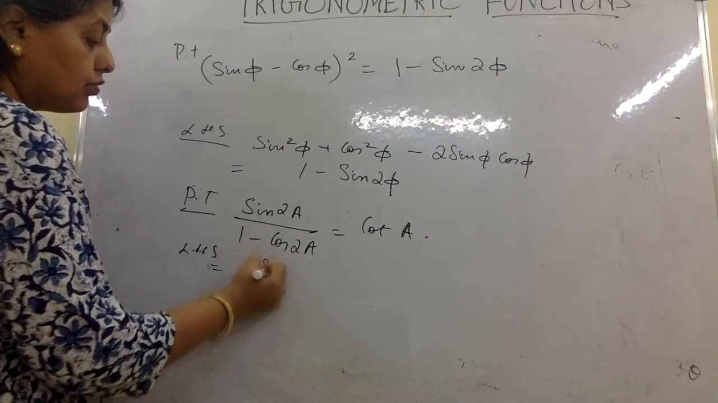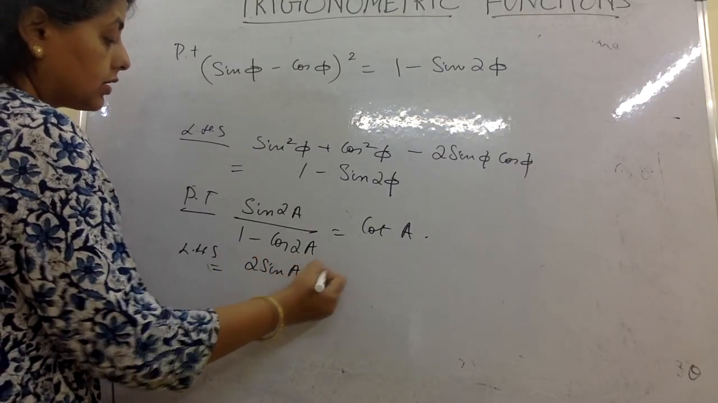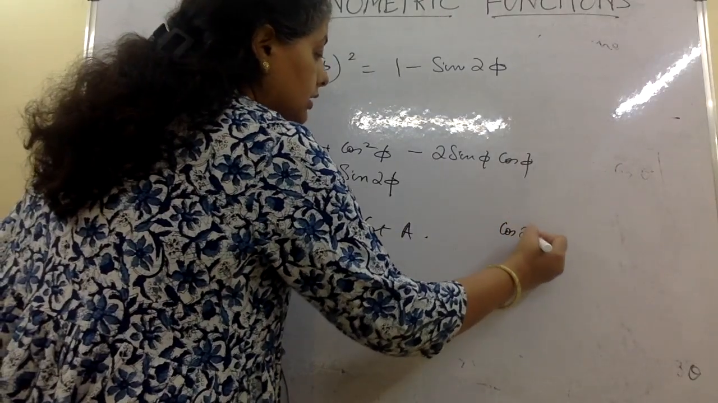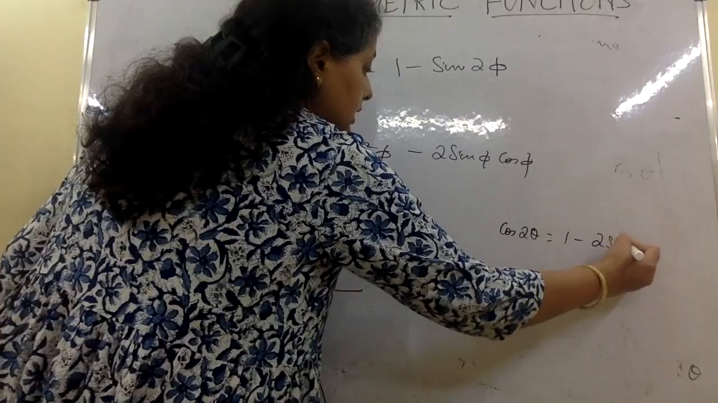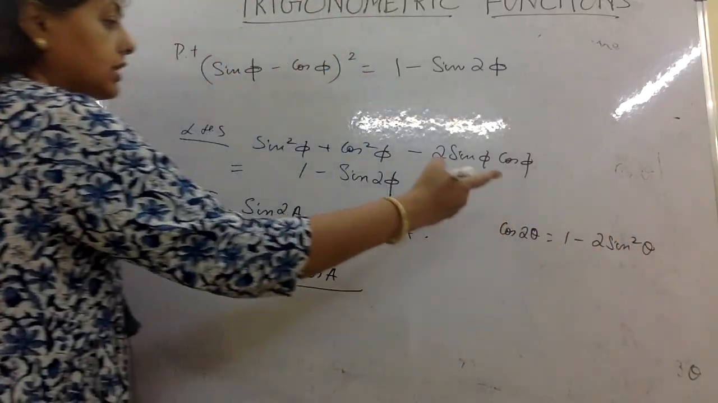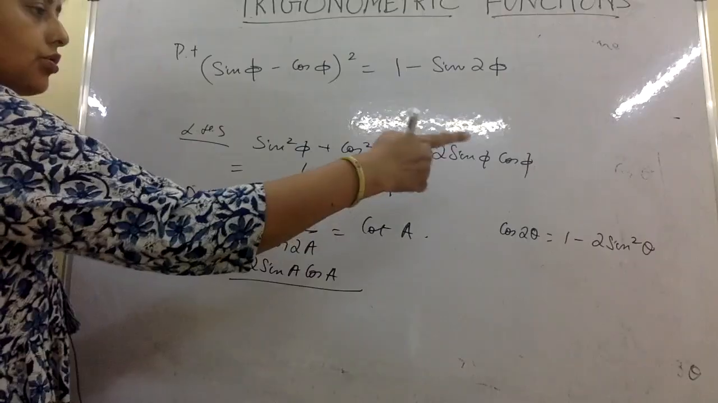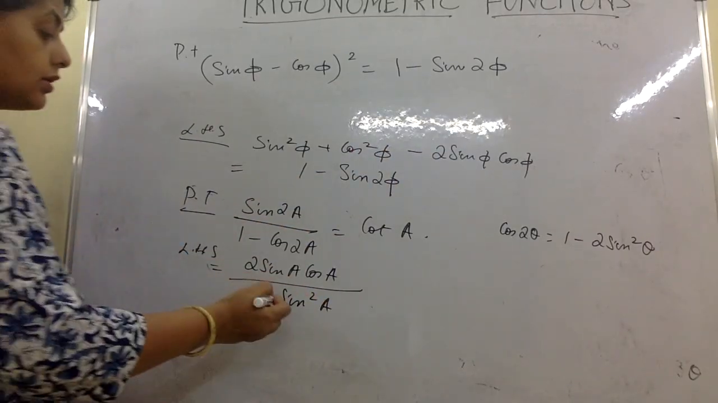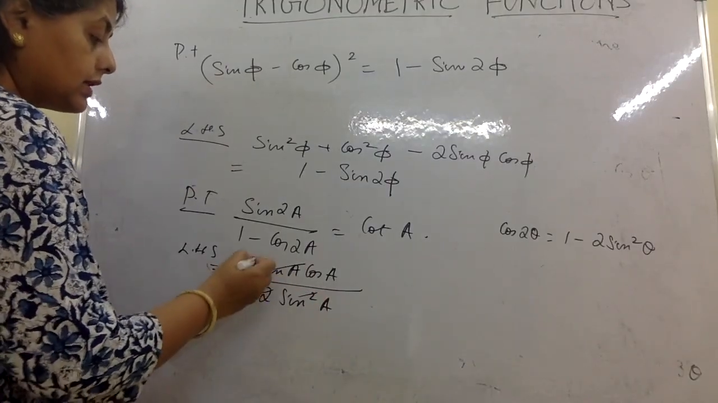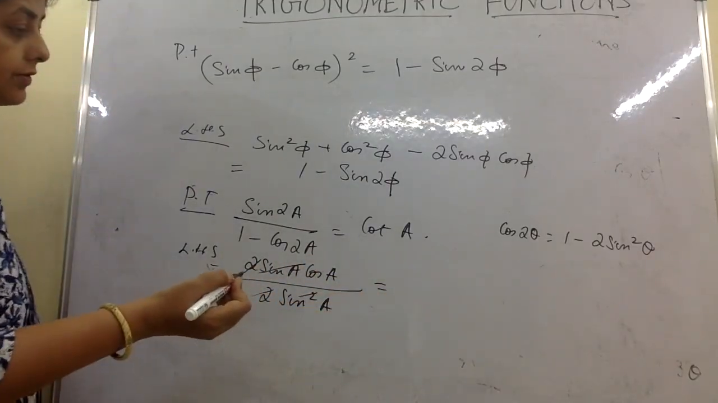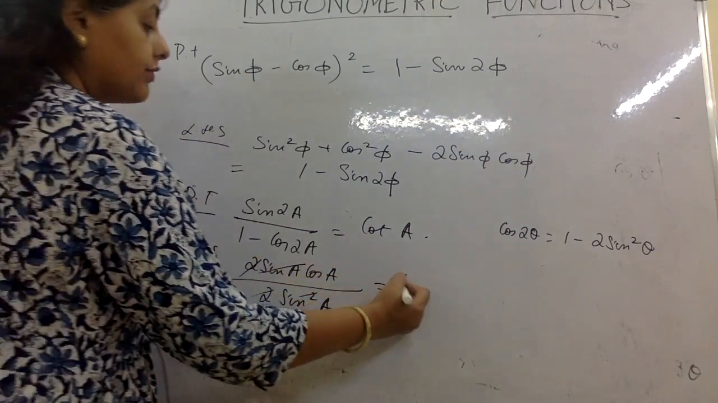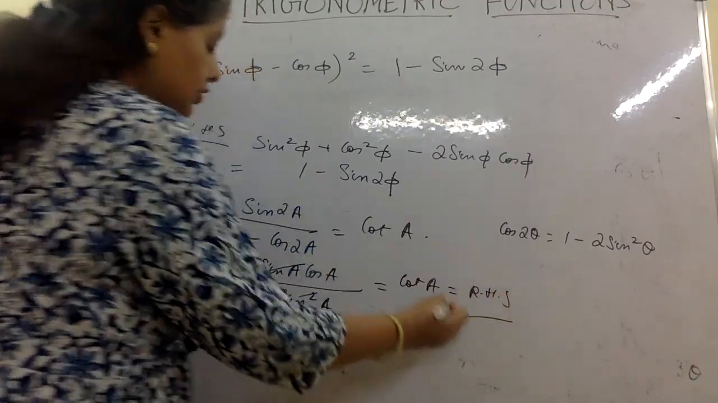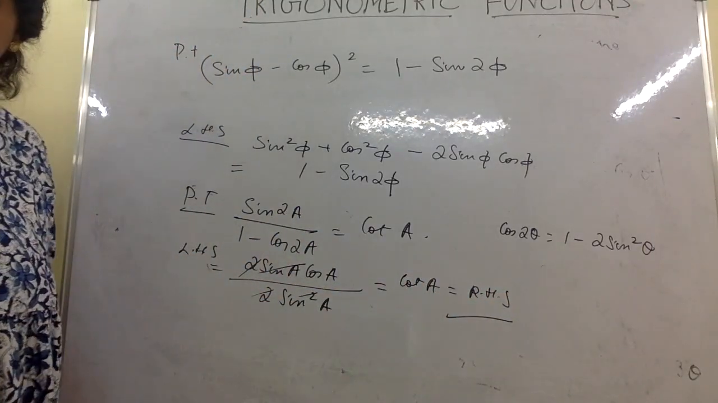This is 2 sin A cos A, and the other one is cos 2 theta. Remember, 1 minus 2 sin square theta. We are going to use this here. So 1 minus cos 2A is 2 sin square A, right? So cancel, we have how much? cos by sine, which is cot A, which is equal to RHS. So using two identities, we did it.